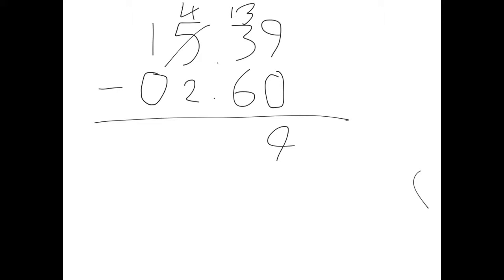13, 8, 9, 10, 7. We're going to bring our decimal down. We're going to do 4 minus 2, which is 2, and 1 minus 0, which is 1. So it's going to be 12.79.